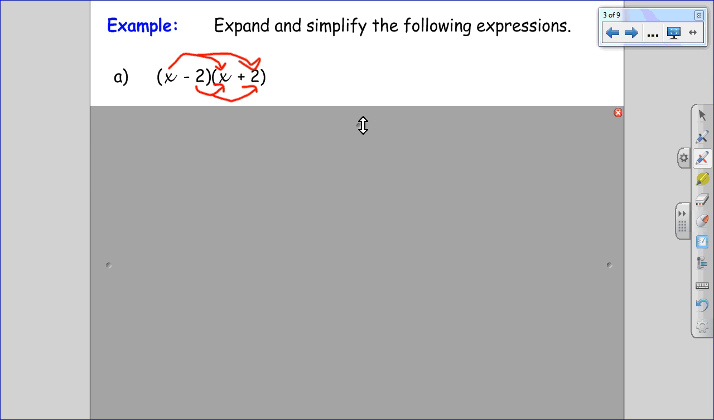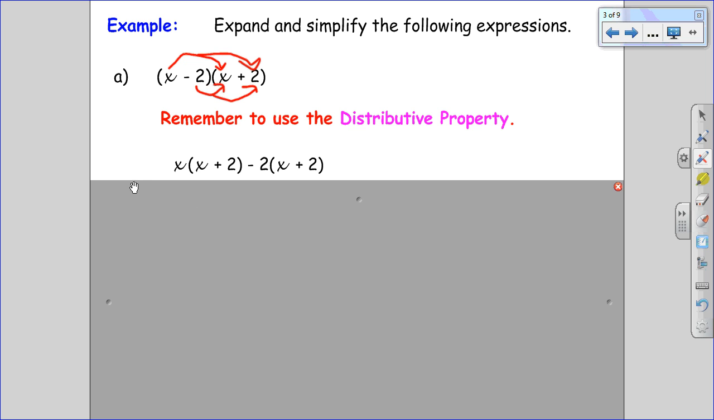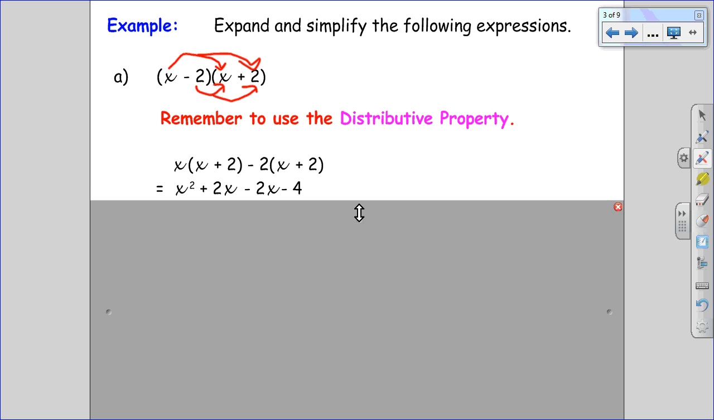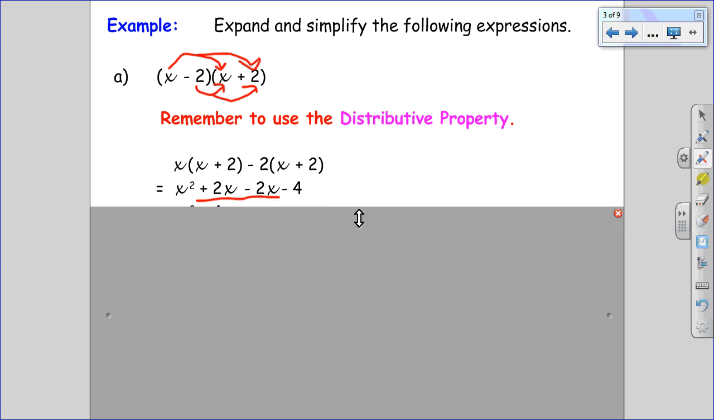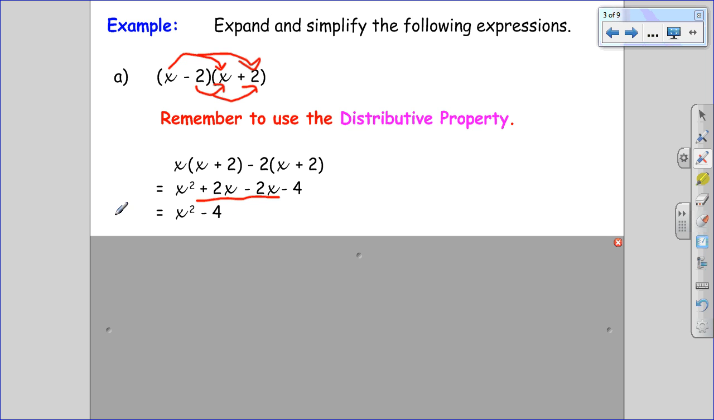So if we want to write that out a little bit, we can write it as two separate products: x with the x plus 2, which we saw with the top arrows, and the negative 2 with the x plus 2, which we saw in the bottom arrows. So when we distribute, x times x is x squared. X times 2 is 2x. Minus 2 times x is minus 2x, and negative 2 times positive 2 is negative 4. And we have to group together our like terms, and we see here that our like terms are opposite, and we end up with x squared minus 4.